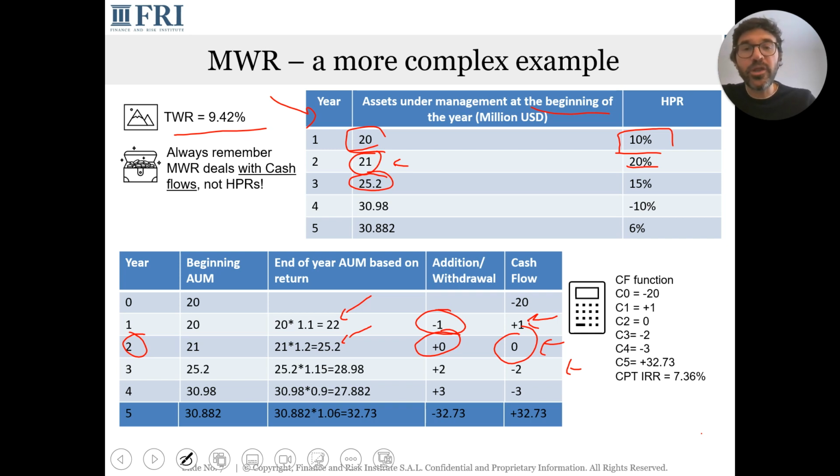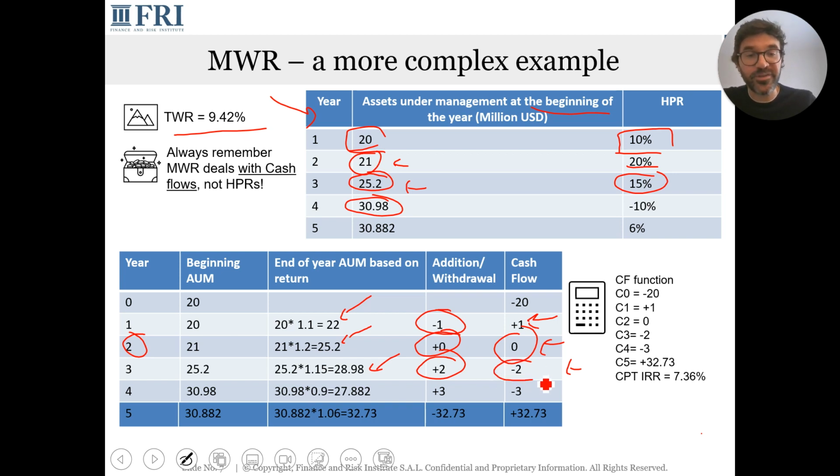Now, we look at the $25.2 million at the beginning of year 3. During year 3, it achieved 15%. So I should end the year 3 with 28.98 million. When I look at my table here, I'm ending year 3 with 30.98 million. This means that 2 million were actually added to the portfolio by the investor.